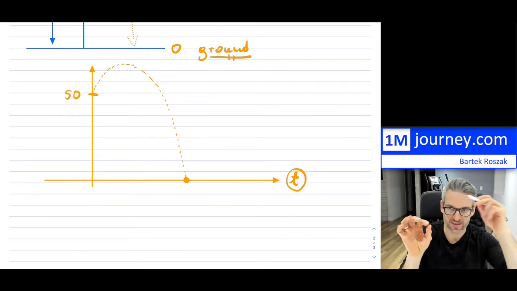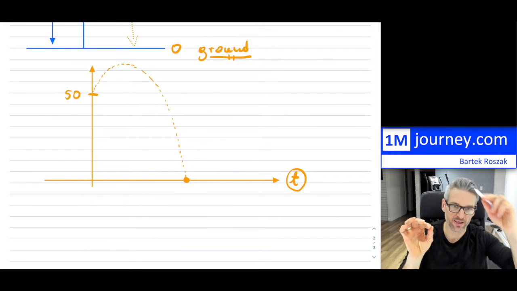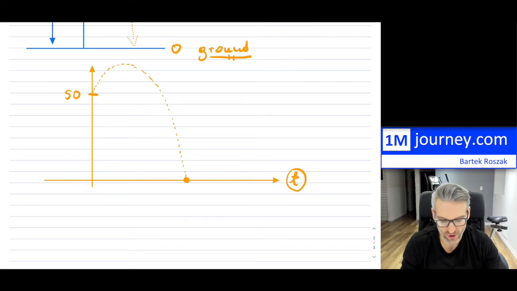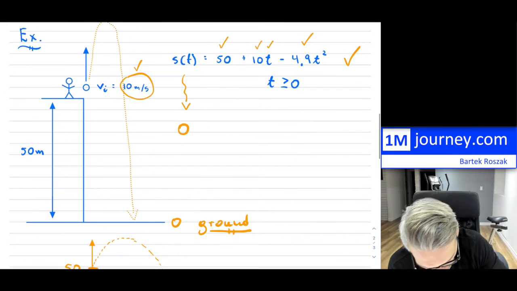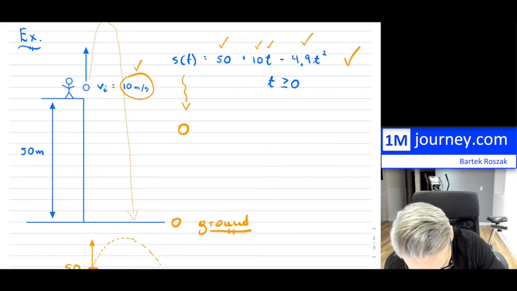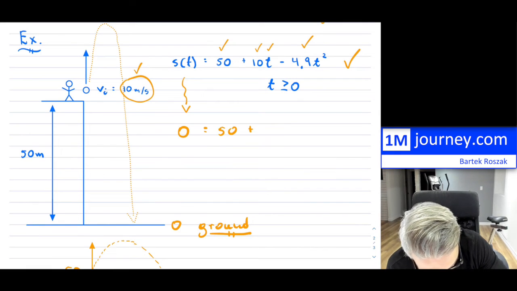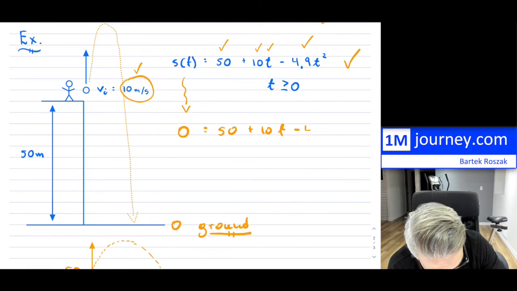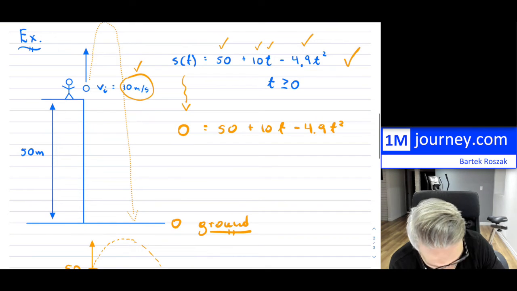We just have a model as I throw it up and then it comes down. And then I want to know, when does it hit the ground? Well, that is not a big deal for us because this is just simply a quadratic, right? So this is going to be that.